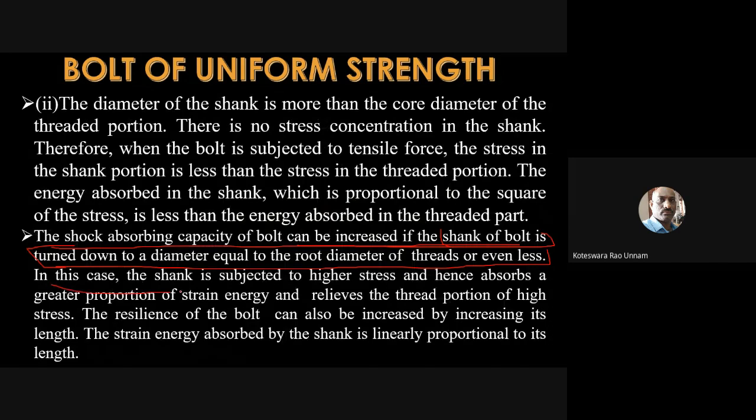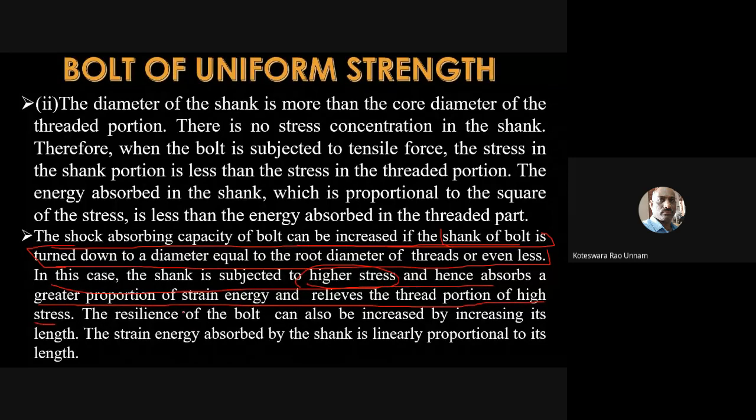So in this case, the shank is subjected to higher stress, since we are reducing the diameter. If you reduce the diameter, the area will decrease. Area decreasing means stress will increase. So that's what is stated here. In this case, the shank is subjected to higher stress and hence absorbs a greater portion of strain energy and relieves the threaded portion of high stress.